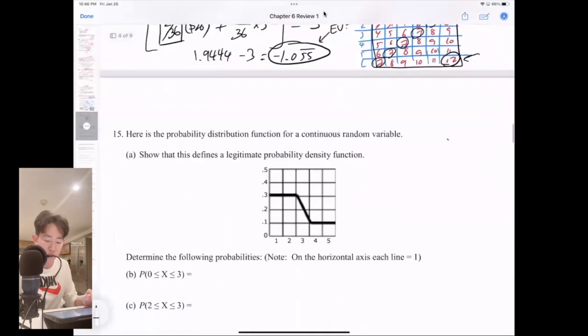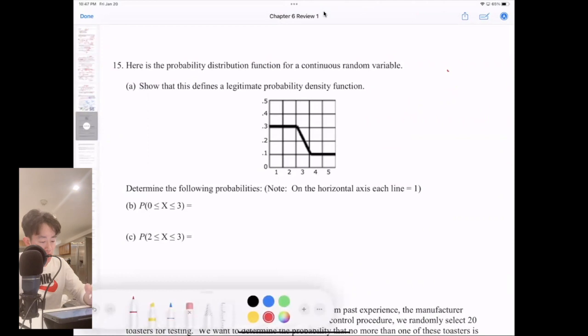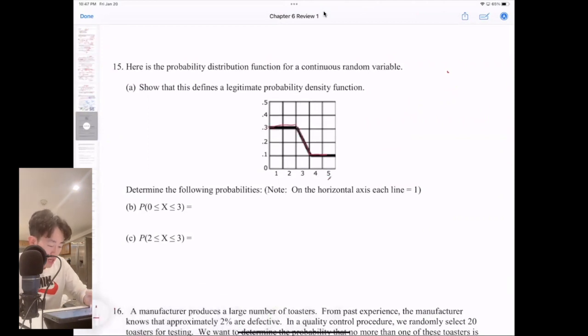Let's move on to number 15. So for 15, here's the probability distribution function for a continuous random variable. Now, what we have is this graph where everything underneath the curve, you can think of it as a histogram, or all this area per bar is the chance of that event happening. So the probability of x equal to 1, for example, is a grand total of 0.3.